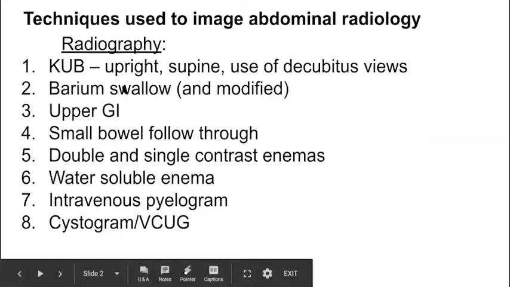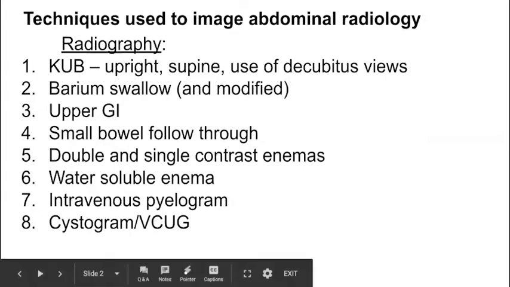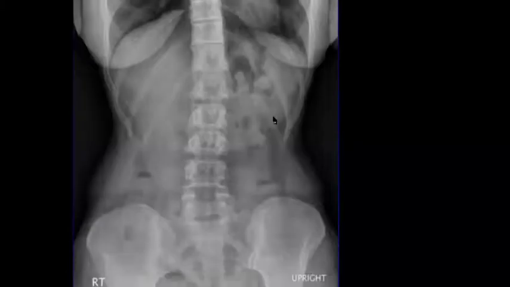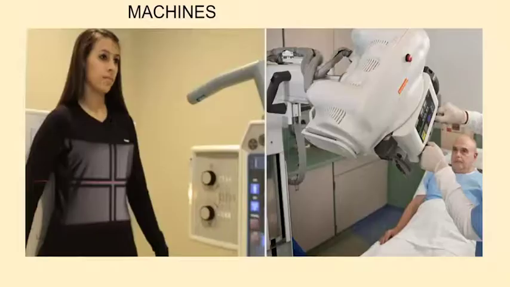Radiography covers both static images, for example, KUB, which stands for kidney, ureter, bladder, and also dynamic imaging, which we will cover in items 2 through 6. This is a radiograph, an upright radiograph, meaning the patient is standing up.